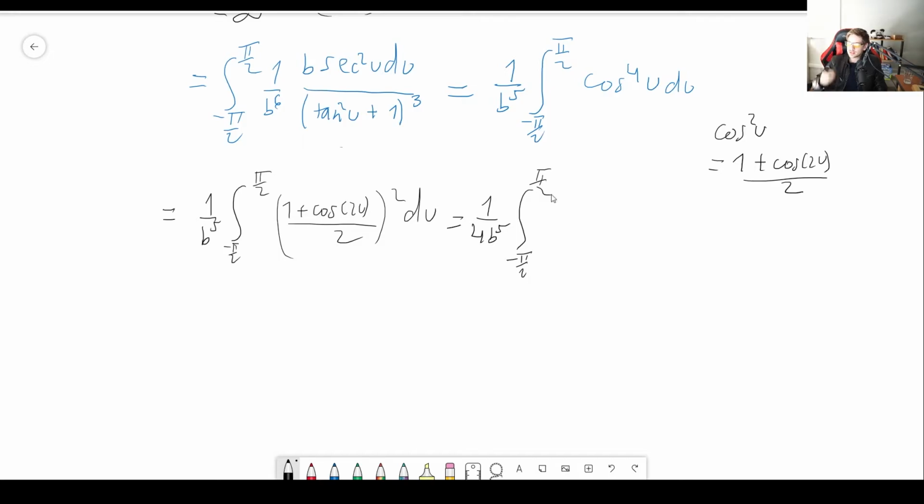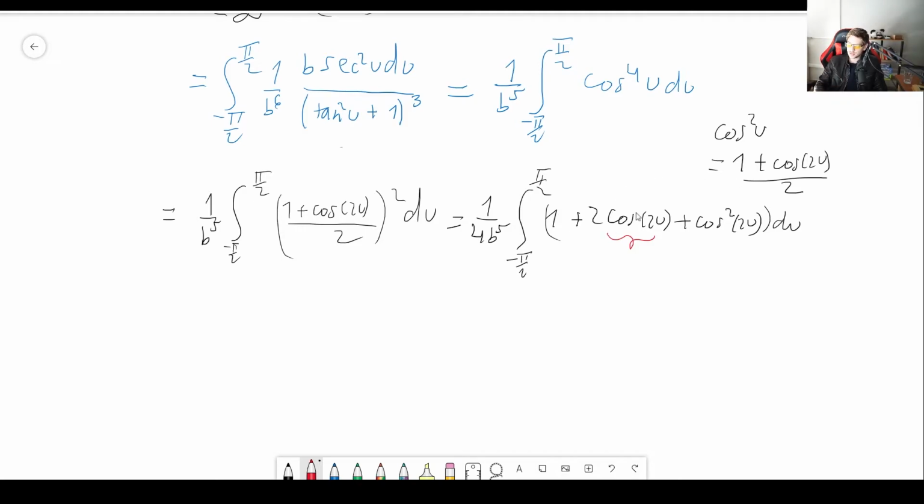Now we get 1 plus 2 times cosine of 2u plus cosine squared of 2u, du. And what is the integral of cosine of 2u? We already solved this. I think I deleted it, but you can rewind if you want to the normalization part, because we get sine of 2u. And we are integrating from minus pi over 2 to pi over 2. So we are going to get sine of pi minus sine of minus pi. Both of them are 0.